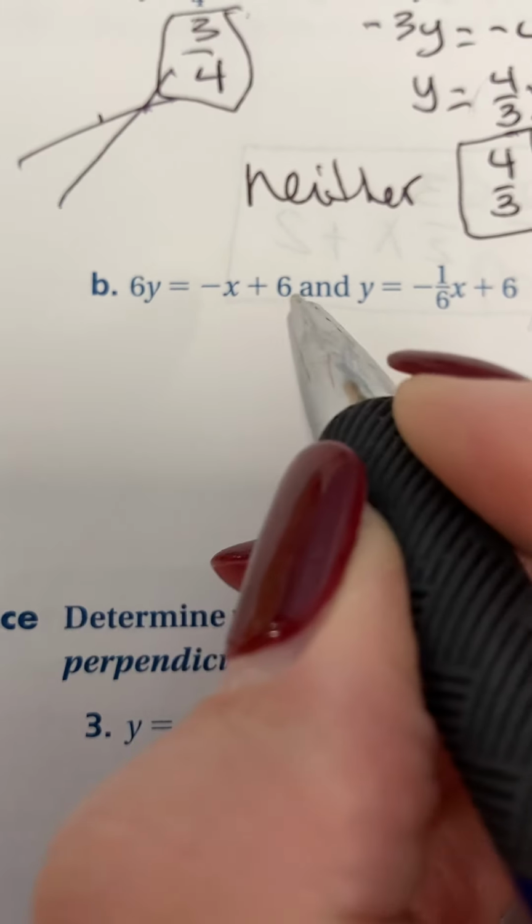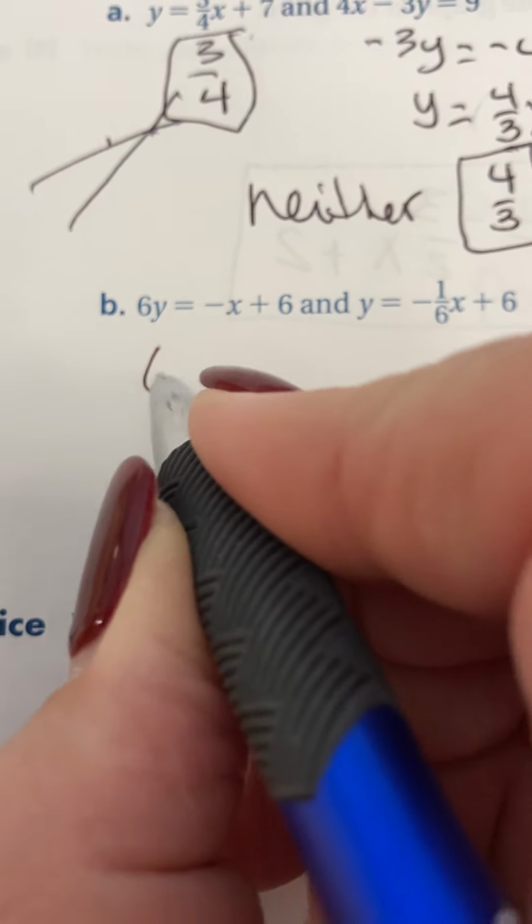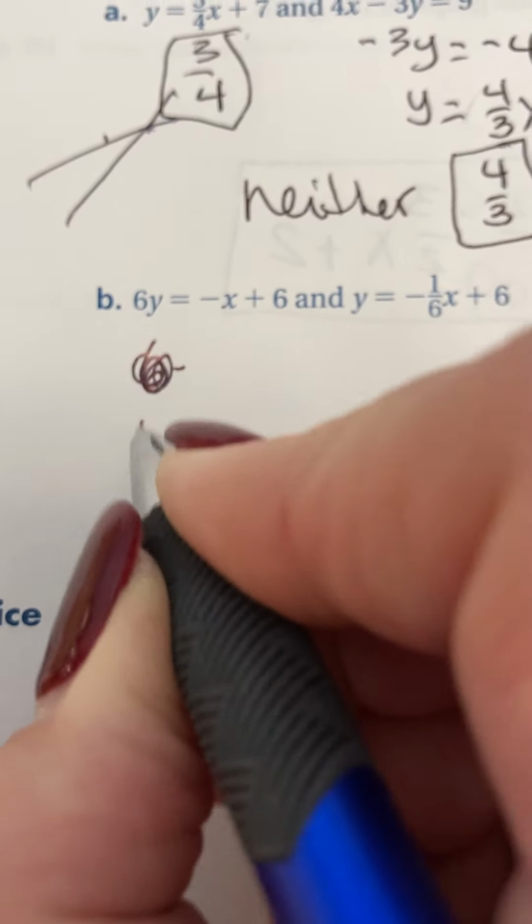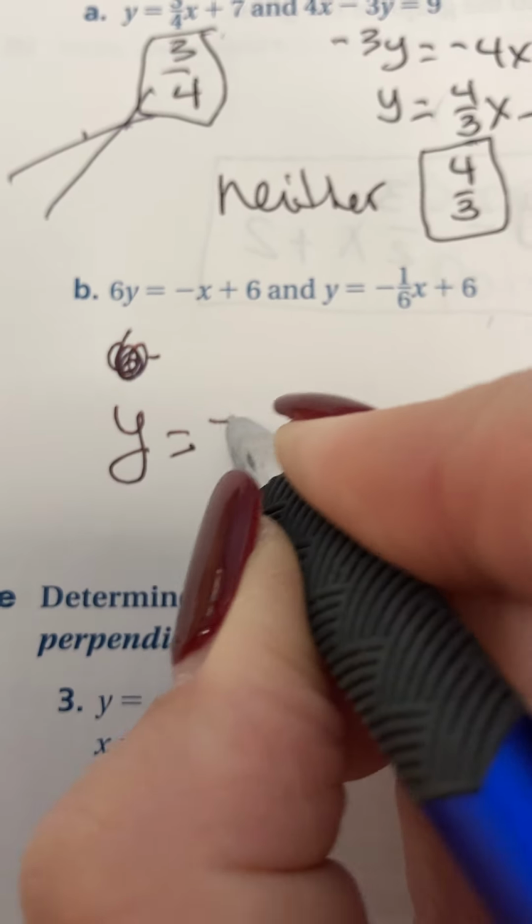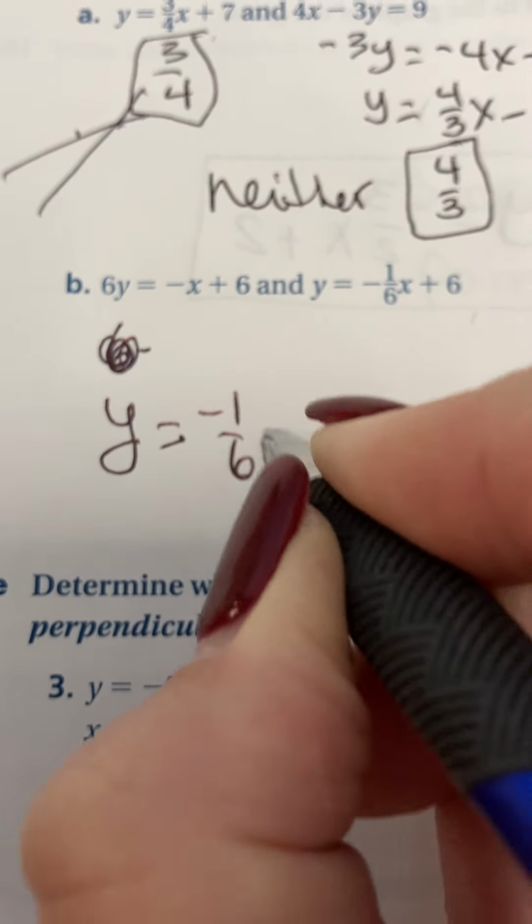All right, so for this one I need to get y alone, so I'm going to divide everything by 6. I'm going to get y is equal to -1/6 x, and 6 divided by 6 here gives me a +1. Over here, y is already by itself, so I'm going to look here. Here's my slope of this one. Here's my slope of this one. And if you notice, they are the same, so these two lines are parallel.